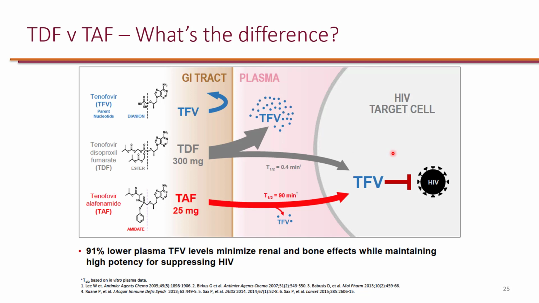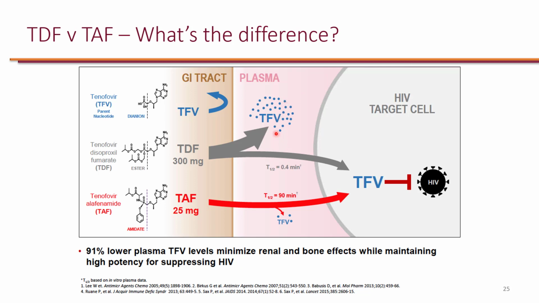Okay, and that's how much we need in the CD4 in order to prevent replication of HIV. Now the problem is the majority of this tenofovir is staying in the plasma where we don't need it. And guess where it goes? It goes to the kidneys. It's gonna go to the kidneys, and it's gonna cause nephrotoxicity. It's also gonna go to the bones and cause bone mineral loss, things that we do not like.